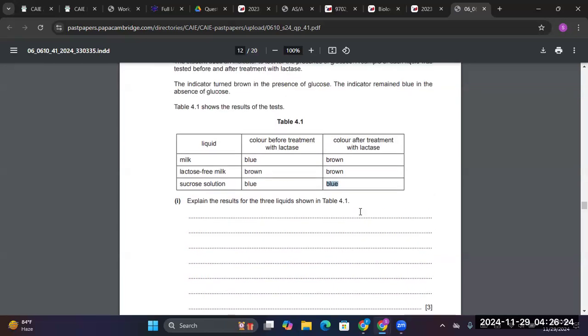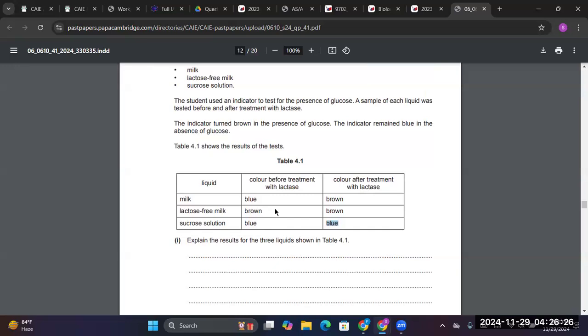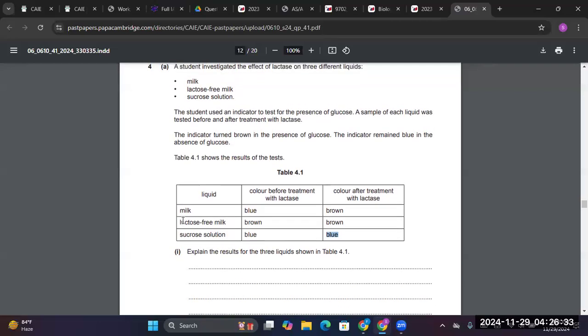And this is for 3 months. So in milk, you can see that the color is changing, meaning that before we did not have glucose and then we suddenly got glucose. In lactose-free milk, there was glucose at the start and glucose towards the end. In sucrose, there was no glucose at the start or at the end. You have to explain the results, and this is for 3 marks.